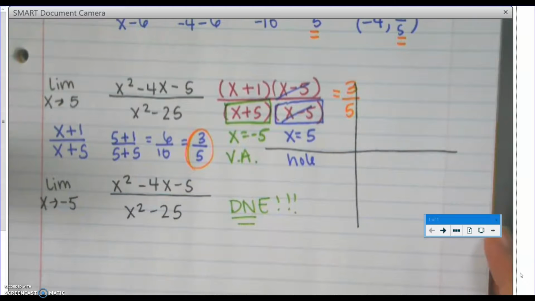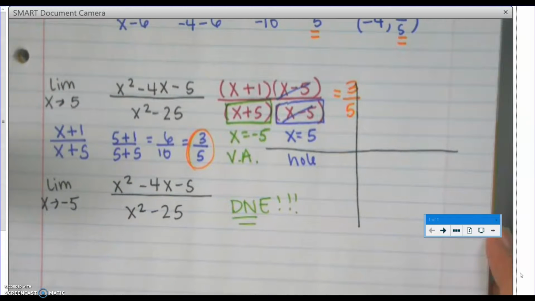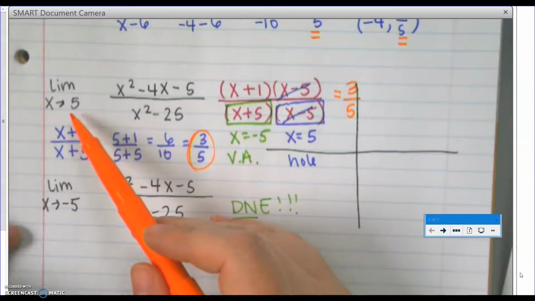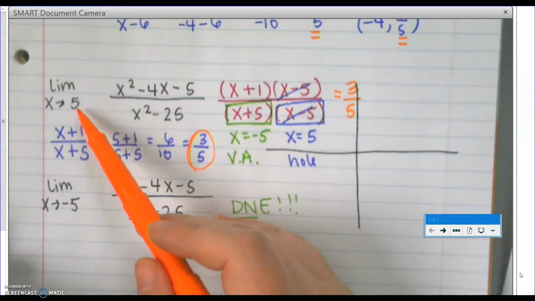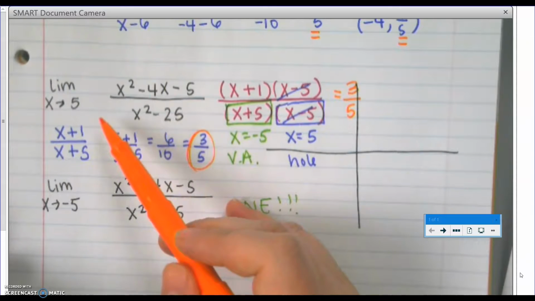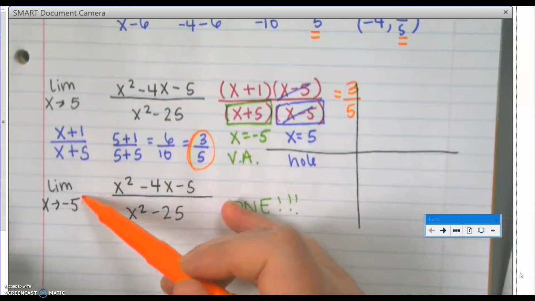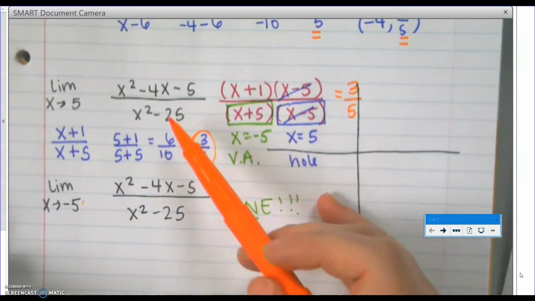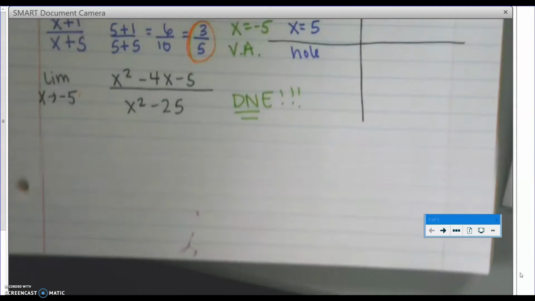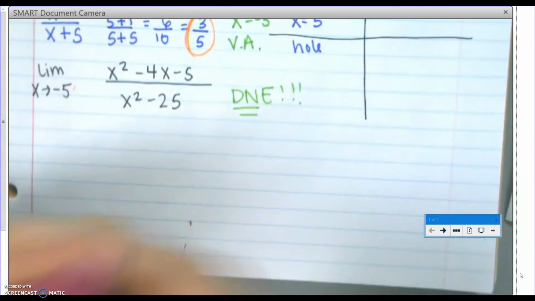All right, since those are the only places on the graph where the limit could not exist, if this asked you to find the limit as x approaches 1, you would be able to just plug 1 right into this. The only time that we have to go through all this work is if they're asking us to find the limit as x approaches a hole or a vertical asymptote.